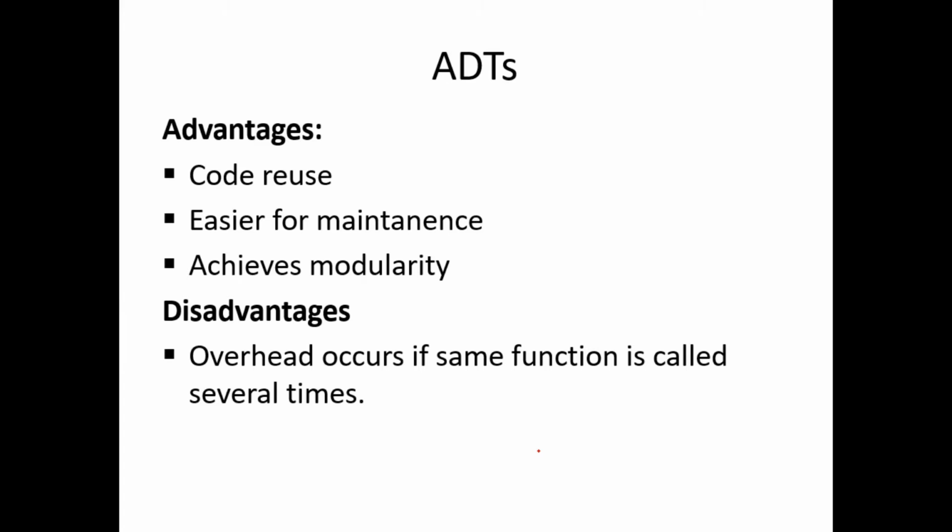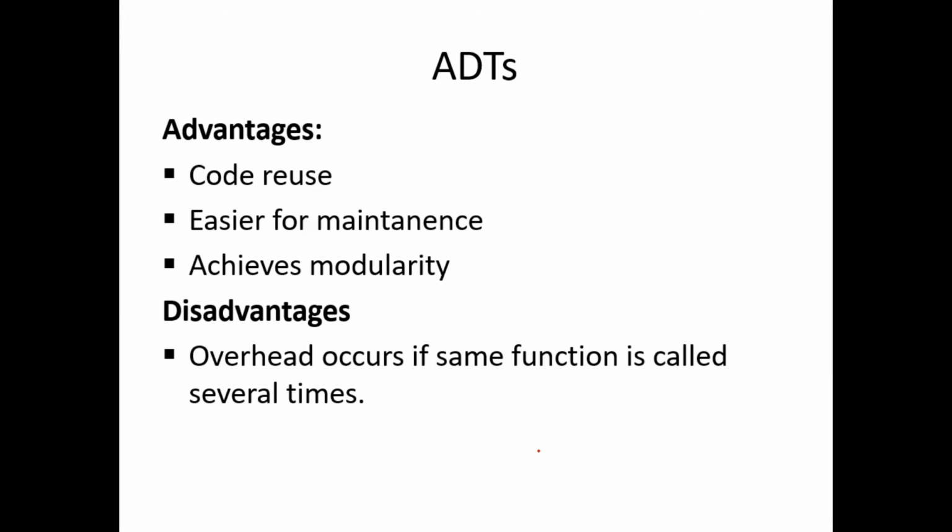Code reuse is possible. It's easier for maintenance. It achieves modularity. What is meant by code reuse? Instead of writing the code from scratch, if we have the abstract data type, it is possible to reuse it. Easier for maintenance in the sense that if you want to perform any debugging, it will be easier to debug. And it achieves modularity. What is meant by a module? A module is a set of functions that does a predefined task.